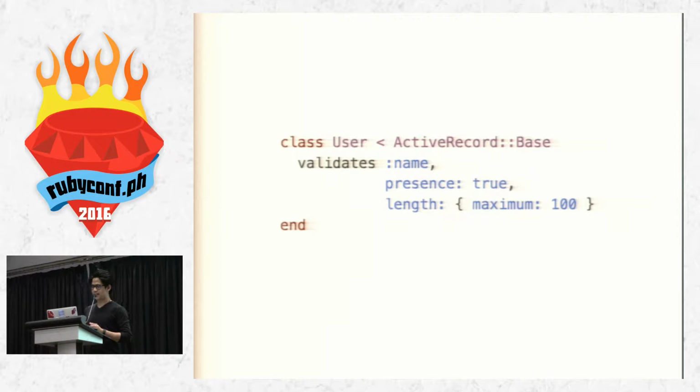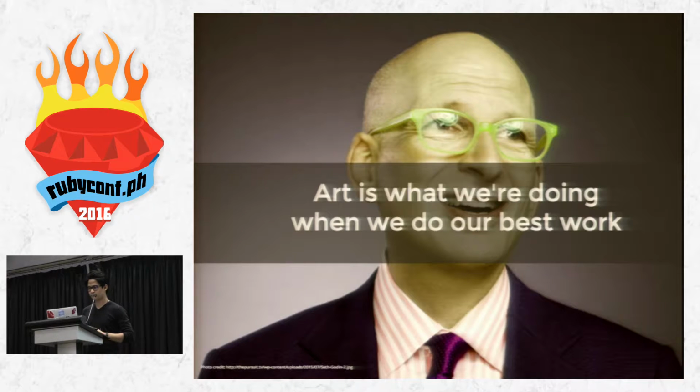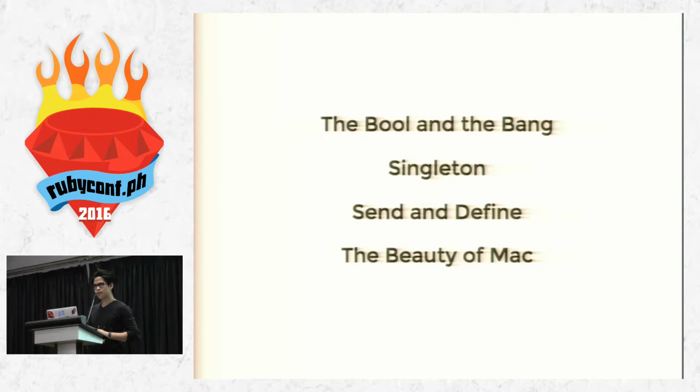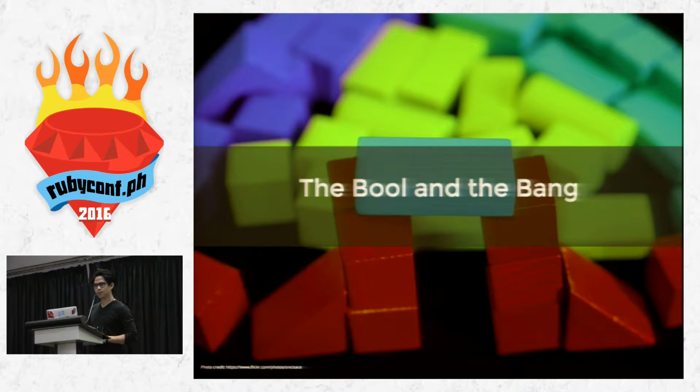But going back to this class, you can see how expressive the language is. Even people who don't do programming at all can read and understand what this is saying. It's beautiful. You can say it's an art. Art is what we're doing when we do our best work. And for us, we're doing our best work in Ruby. Today I'm going to tell you four stories about the art of software writing in Ruby. Let me start with the bool and the bang.